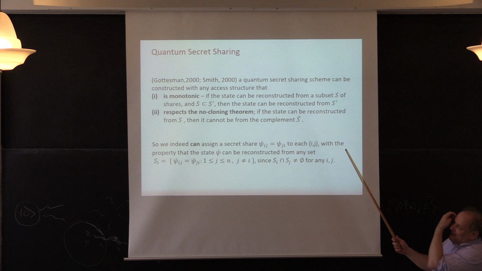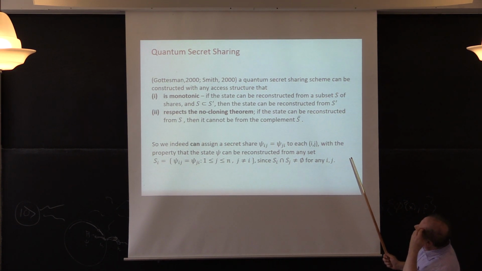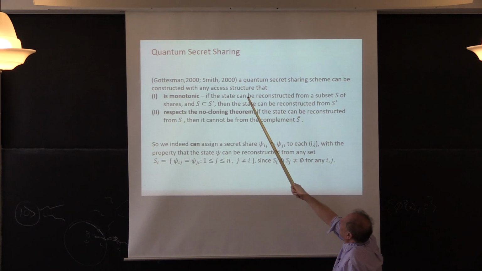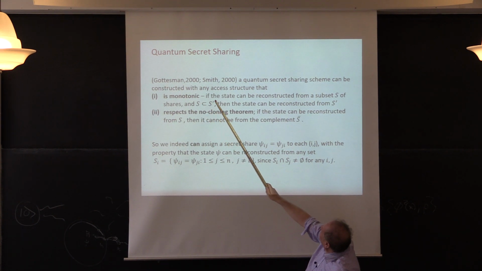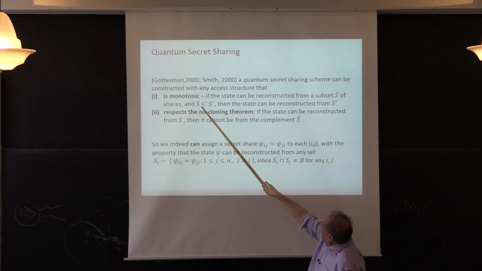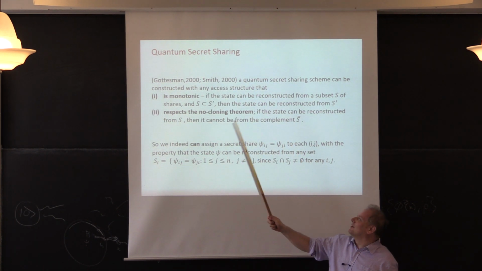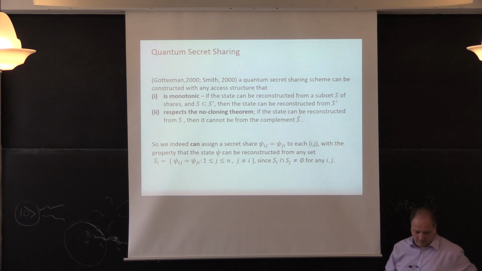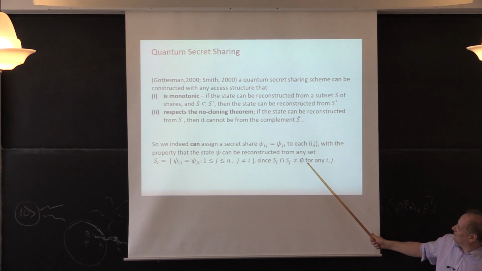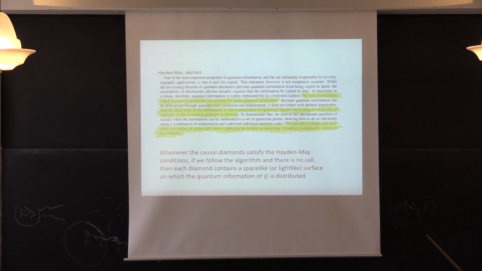So this just recaps what I said, but maybe it bears repeating. You can always make the secret sharing work as long as you have an access structure that's monotonic. I mean, obviously, if you've got some set of states, you can build the state from it, and you add more states to it, you can still build the state from it, and it doesn't violate no cloning. And that's true for the sort of secret sharing scheme we want, so it all works.